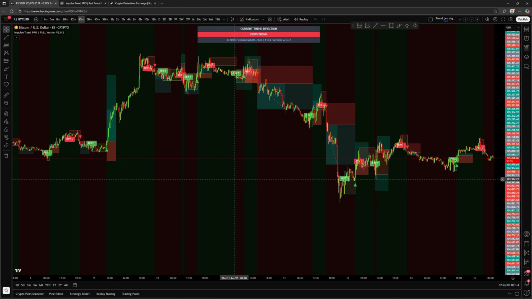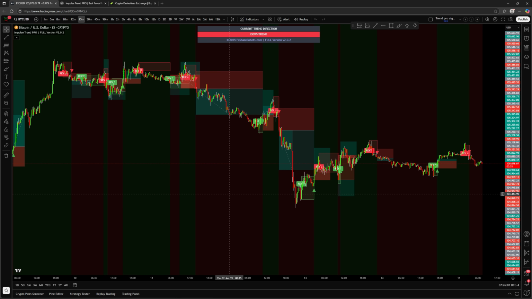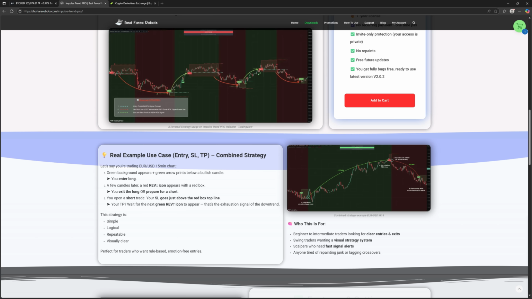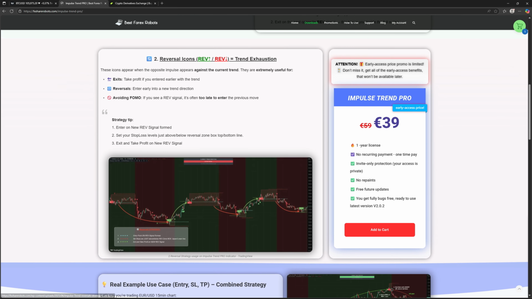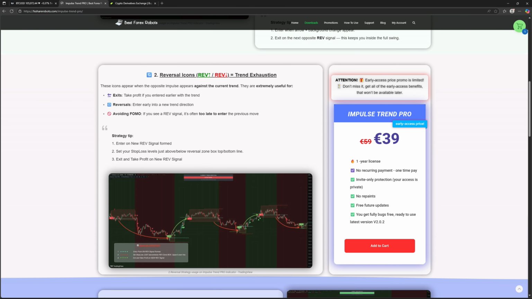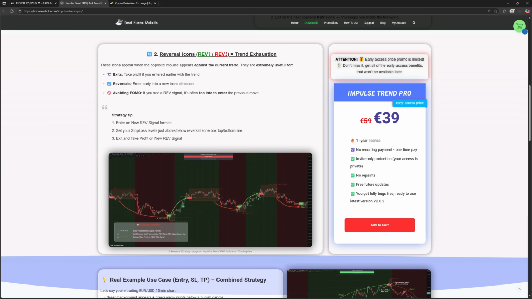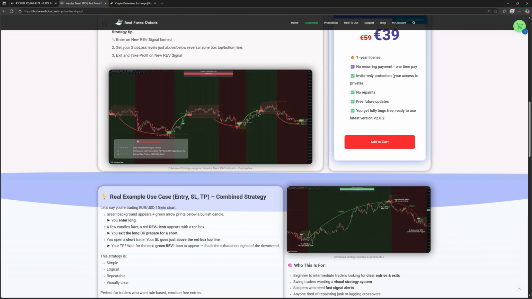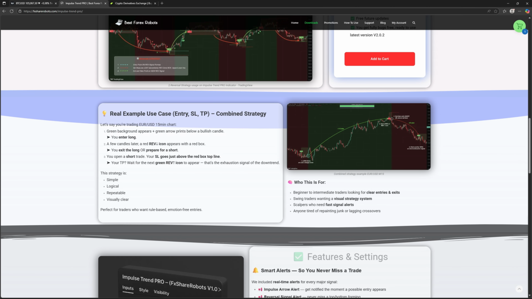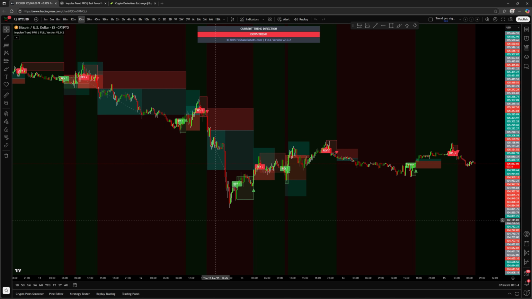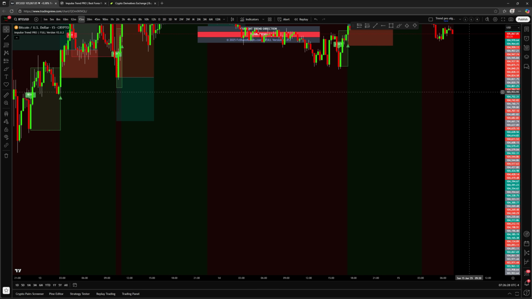Here's the indicator on my chart. We'll quickly just go over the basics here. So this is 39 euros apparently. I think I only paid 19 euros when I bought it just 2 days ago. So the price is changing rapidly. I could also be thinking of one of the other ones I bought. I'm not sure, but you basically just get one indicator that has a colored background for the current trend direction.